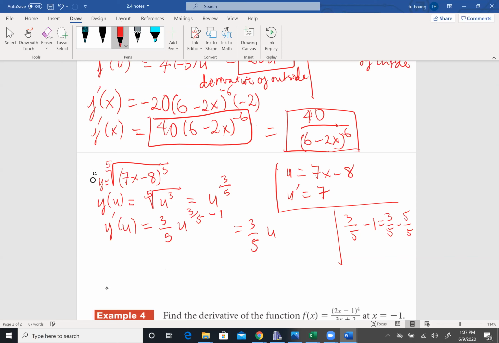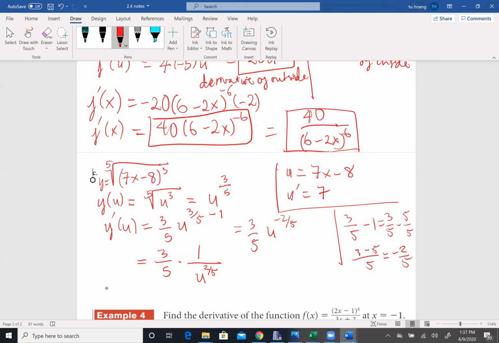And then 3 minus 5/5 is going to be equal to -2/5. So now the top is going to be -2/5. Okay, so if you want to change it back to a positive power, you will have to have 3/5 times 1/u to the power 2/5, right?